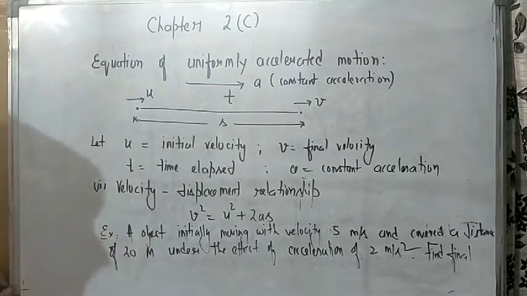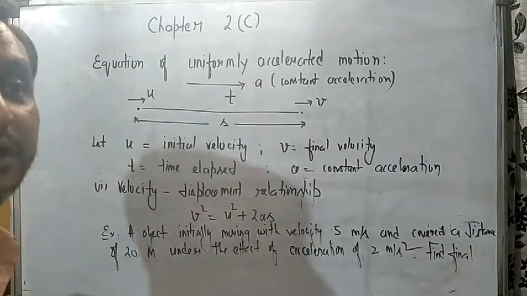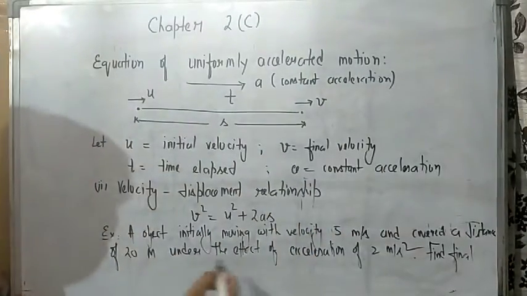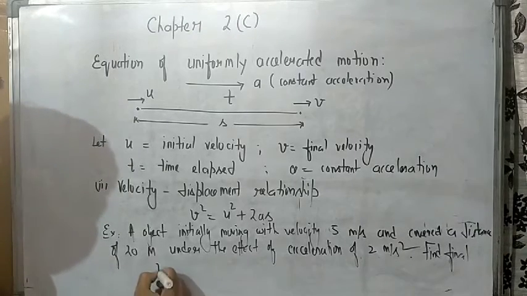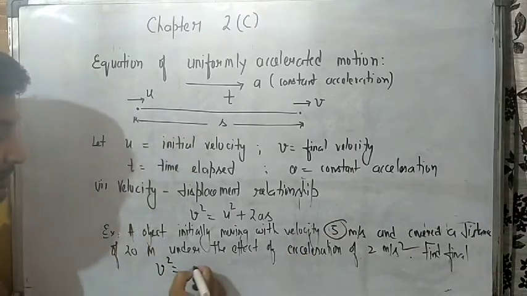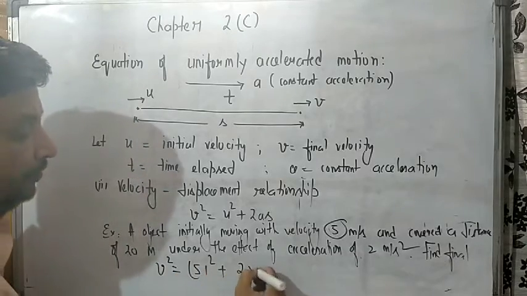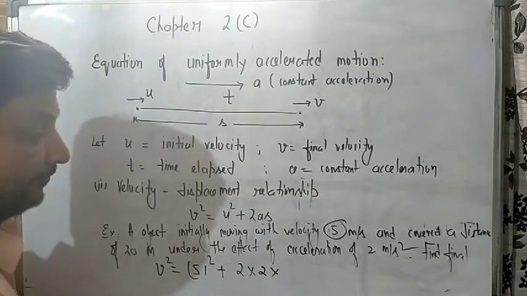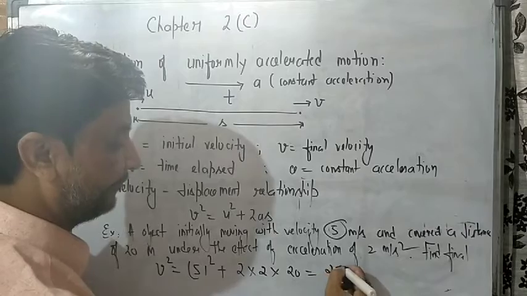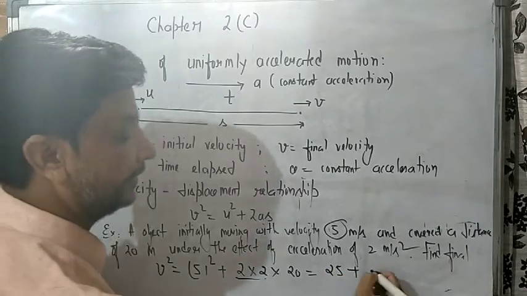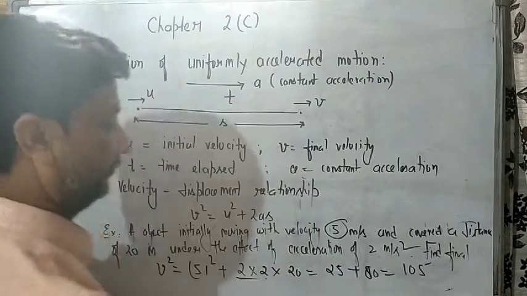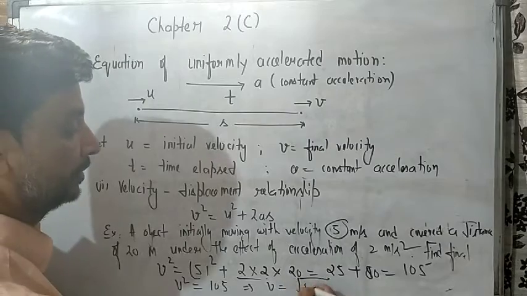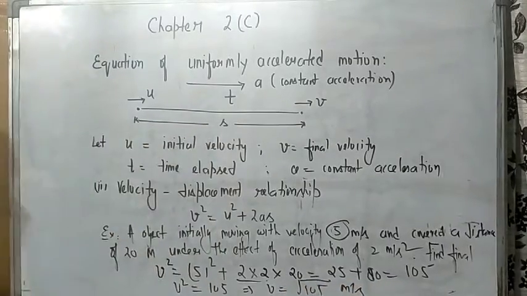All these examples I am giving here are also helping you in solving the numericals related to the exercise chapter 2C. So in this case, v square is equal to u, which is 5 meter per second, so 5 square, plus 2 into the value of a, which is 2 meter per second square, and the value of s is 20. This is 25 plus 2 twos are 4, 4 twenties are 80. So v square is equal to 105. It implies that v is equal to under root 105 meter per second. This is the correct way.